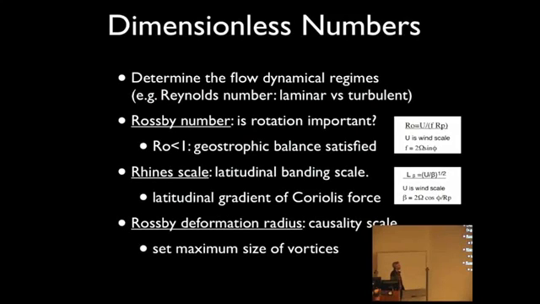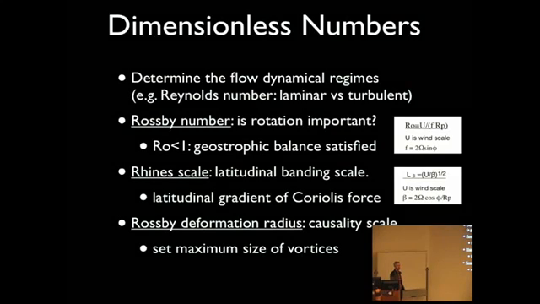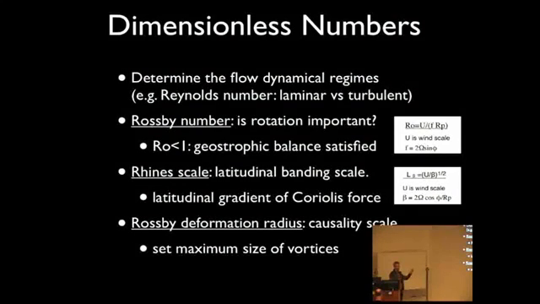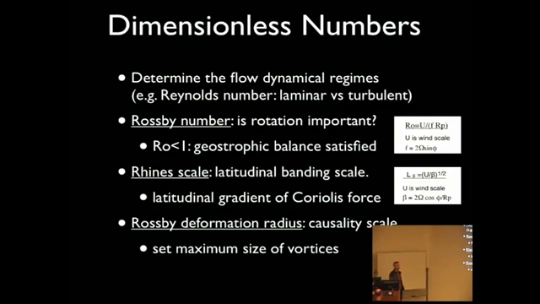And so another thing we want to spend a little bit of time on is this concept of dimensionless numbers. They are quite useful to understand the general regime of flow or dynamics you might have in a system. And so three numbers of interest for atmospheric flows are the Rossby number, the Rhines scale, which is actually a dimensional scale, but if you typically scale it by the planetary radius, you get a dimensionless number. And the Rossby deformation radius, which is also a scale with some unit like meters, if you will, but if you scale it by the planetary radius, you get a dimensionless number.